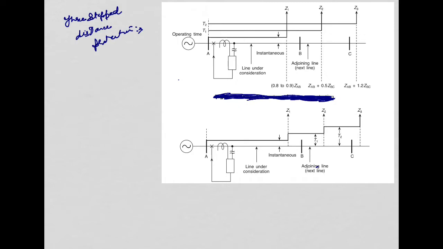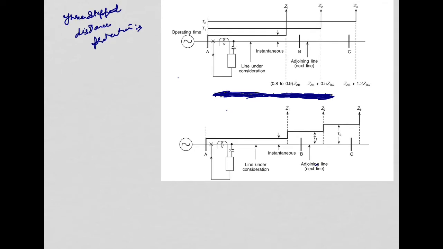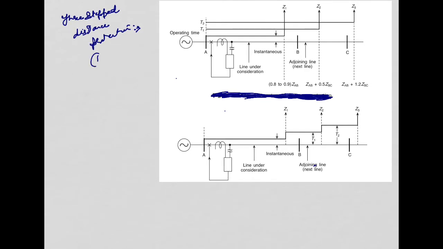So what we are discussing is the three-step distance protection, because we have discussed that it is not advisable to set the reach of the distance protection up to 100%, because they can underreach or overreach. So three-step distance protection is used for that very purpose. Now, we can discuss the first step, then the second step, and the third step.